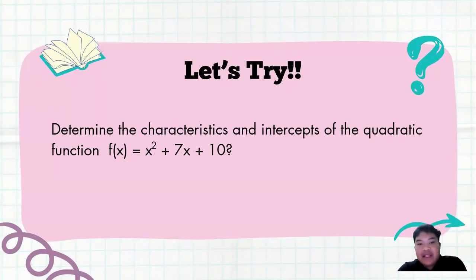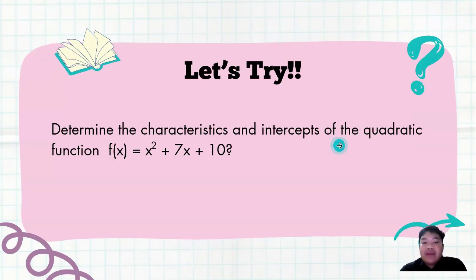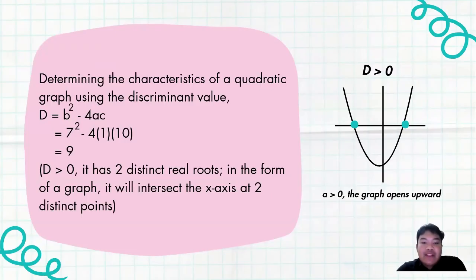Now let's solve an example. Given the function f of x equals x squared plus 7x plus 10, from the standard form we identify a equals 1, b equals 7, and c equals 10. Since a is positive, the parabola opens upward. Next, we can calculate the discriminant. D equals b squared minus 4ac. D equals 7 squared minus 4 times 1 times 10. D equals 49 minus 40, and D equals 9. Since D is greater than 0, the equation has two distinct real roots.